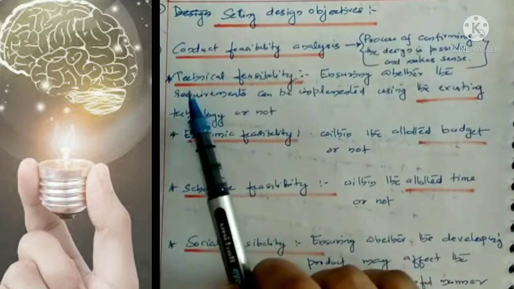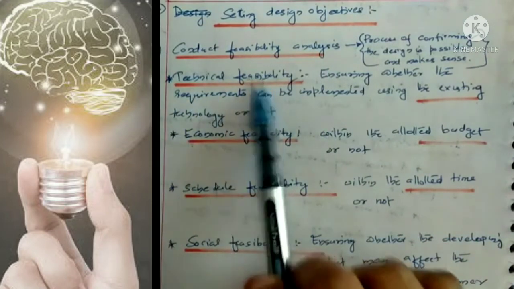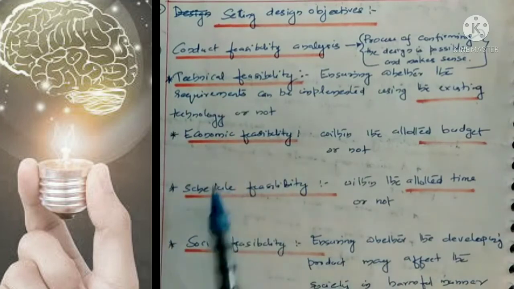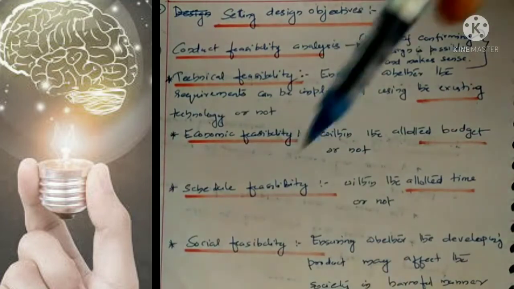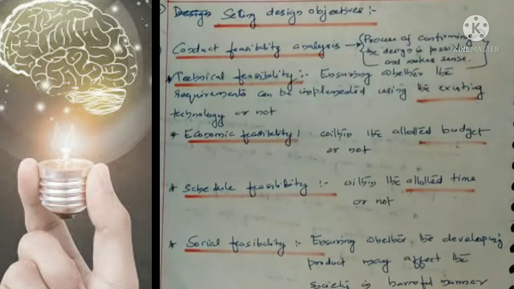Feasibility analysis is divided into technical feasibility, economic feasibility, schedule feasibility, and social feasibility. So in the case of social feasibility, we will ensure that the developed product will not affect the society in a harmful manner.